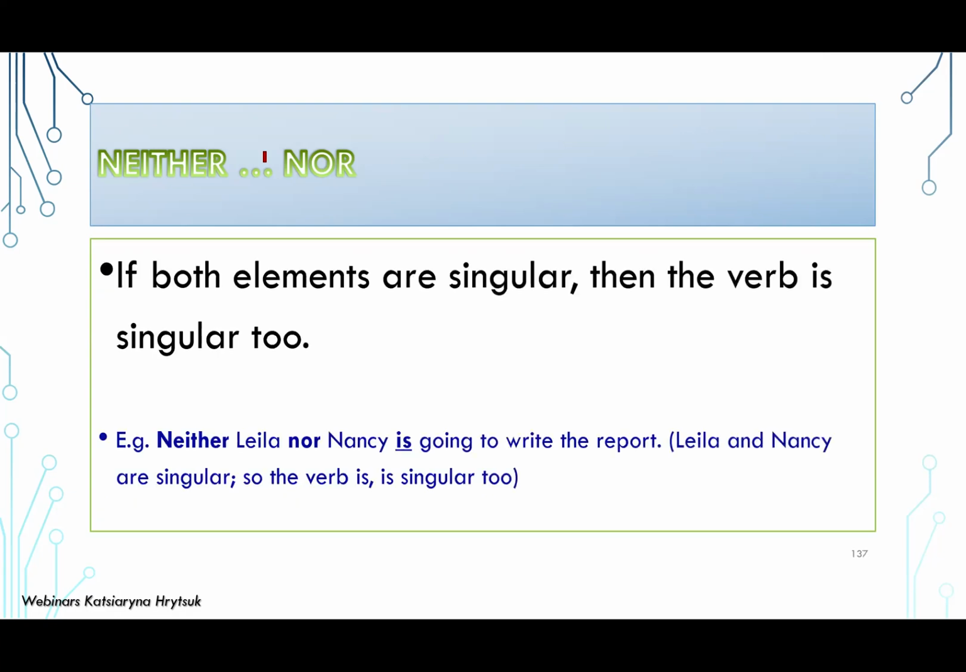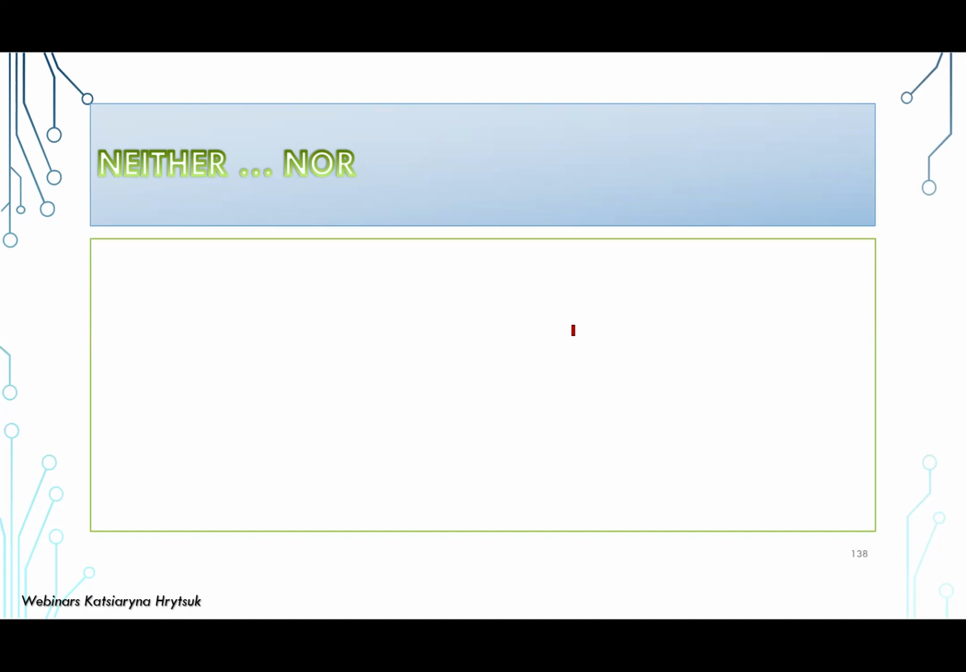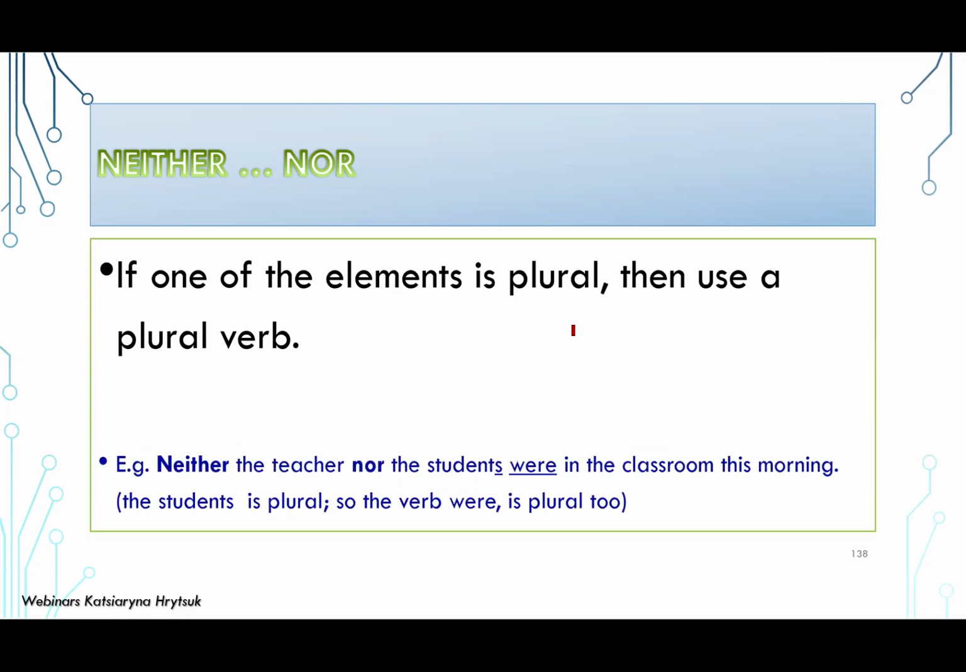Next, here I gave you some more examples about the verb. Both elements are singular, the same as with either. This is singular, this is singular, the verb is singular too. Okay, Sophia, can you read please? Neither Leila nor Nancy is going to write the report. So two words are singular, so the verb is going to be singular.